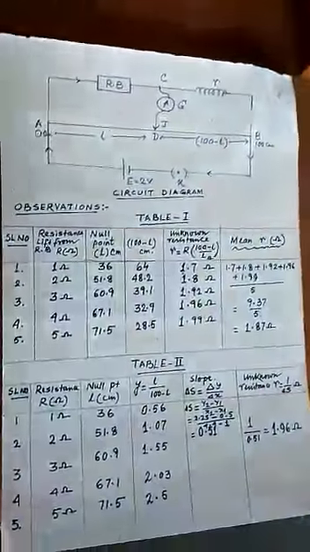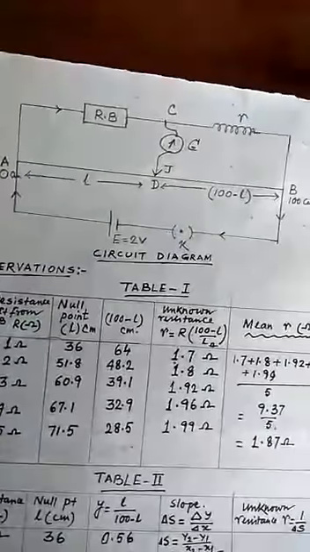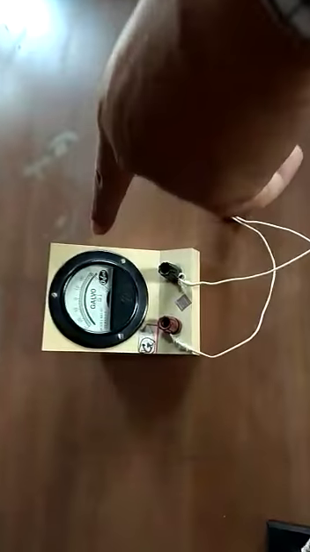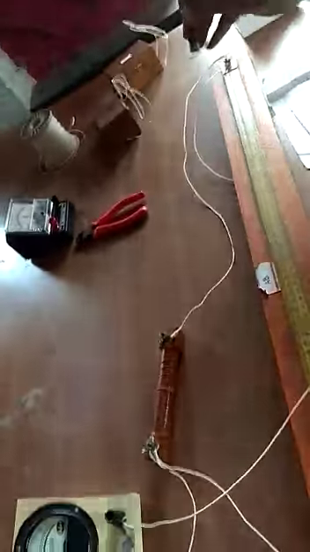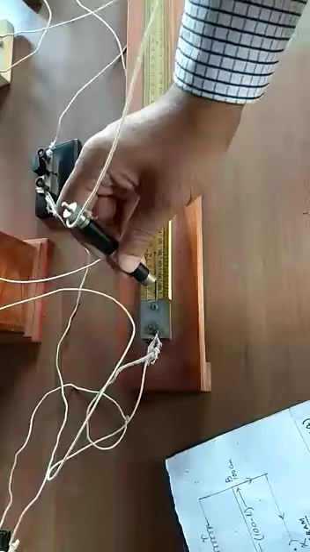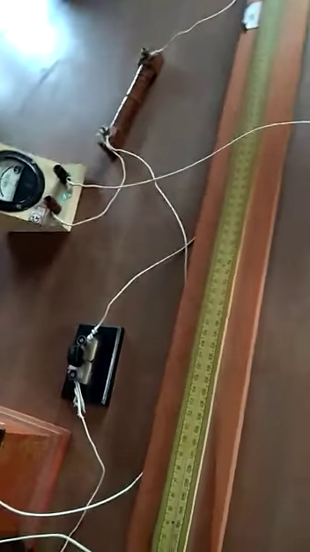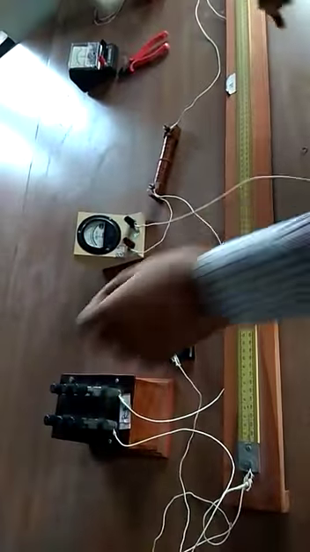Now I perform this experiment. Now I on the plug key. You see, when I on this key, there is a deflection on the galvanometer on the right side. Also, there is a deflection in the left side. So the connection should be ready. There is the perfect connection.